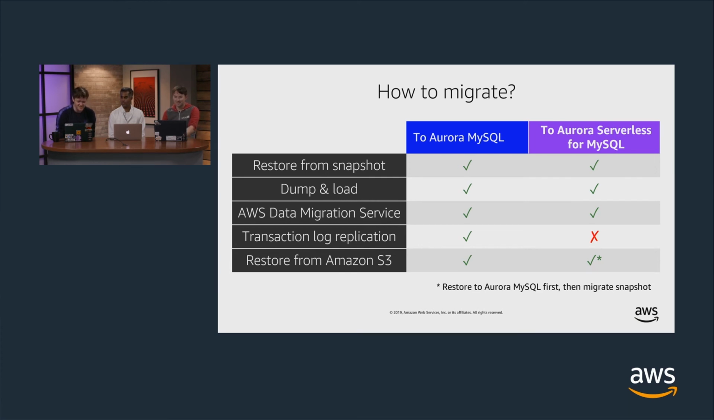Or their second question, which is much shorter. When will Aurora Serverless support MySQL 5.7? 5.7 is on our roadmap. I can't comment on specific dates, but it's on our roadmap. Awesome. And 90% of our roadmap is customer driven.